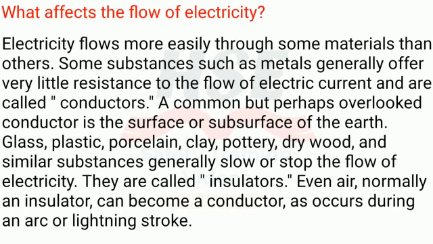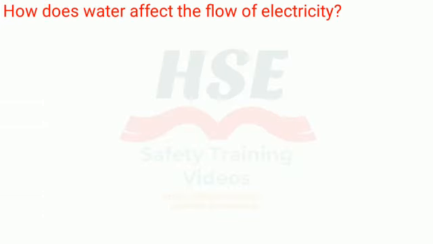Some substances such as metals generally offer very little resistance to the flow of electric current and are called conductors. A common but perhaps overlooked conductor is the surface or subsurface of the Earth. Glass, plastic, porcelain, clay, pottery, dry wood, and similar substances generally slow or stop the flow of electricity. They are called insulators. Even air, normally an insulator, can become a conductor, as occurs during an arc or lightning stroke.